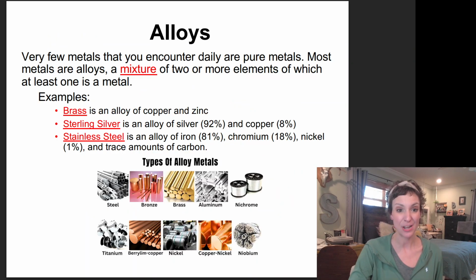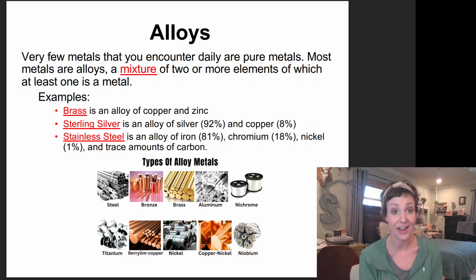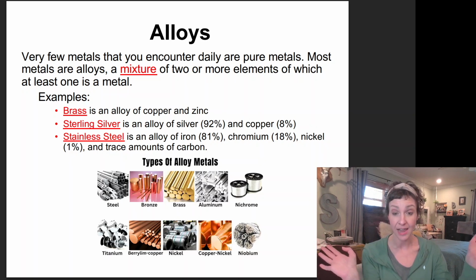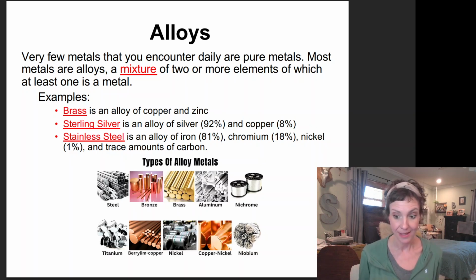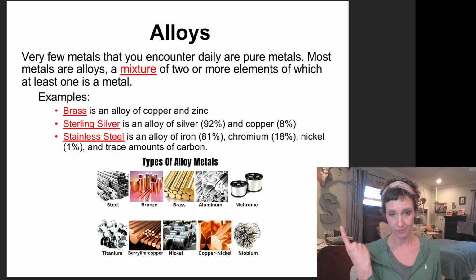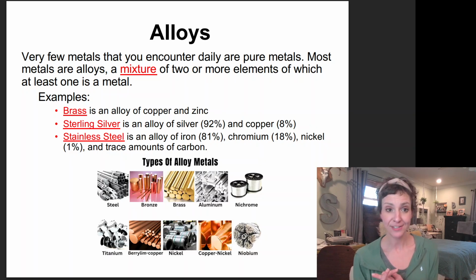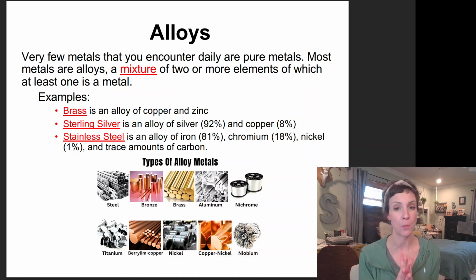Okay, my last topic that we're gonna go over is alloys. So very few metals, you guys, that you encounter in your everyday lives are pure metals. That means very few of them are made up of only one thing from the periodic table. Well, what's the reason for that? Well, most metals are called alloys. An alloy is a mixture of 2 or more elements, of which at least one is a metal.